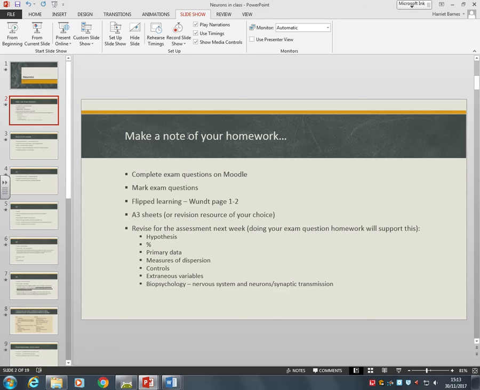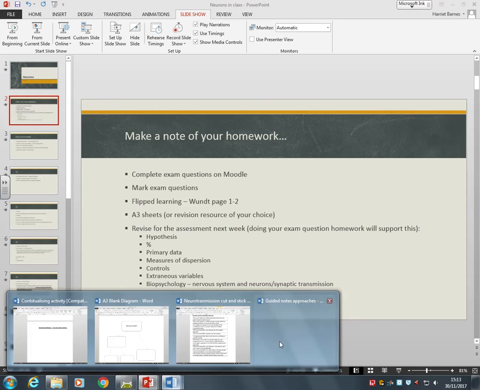My advice to you would be to complete the exam questions on neurons and synaptic transmission before the day that you have to do the assessment. That's all I'm going to say. It will help you a great deal if you have already seen a mark scheme.